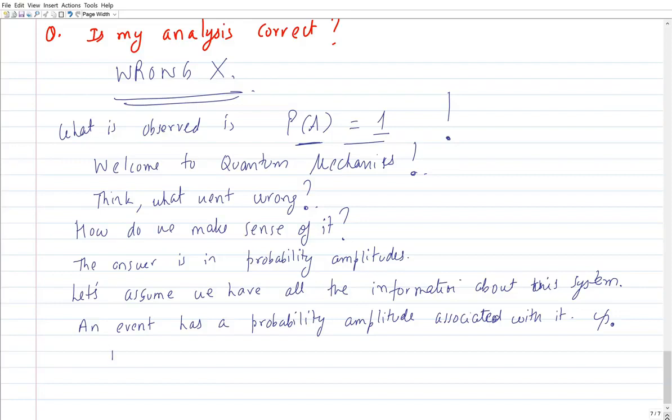And the probability of an event is given by the modulus squared of it. So an event has a probability amplitude, which is generally a complex number, associated with it, and the probability of that event is just the absolute value squared of that. Now you can take this as rule 1.